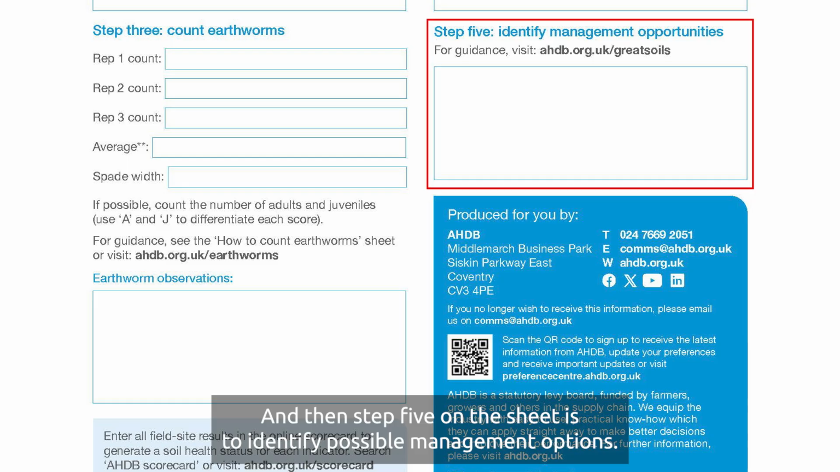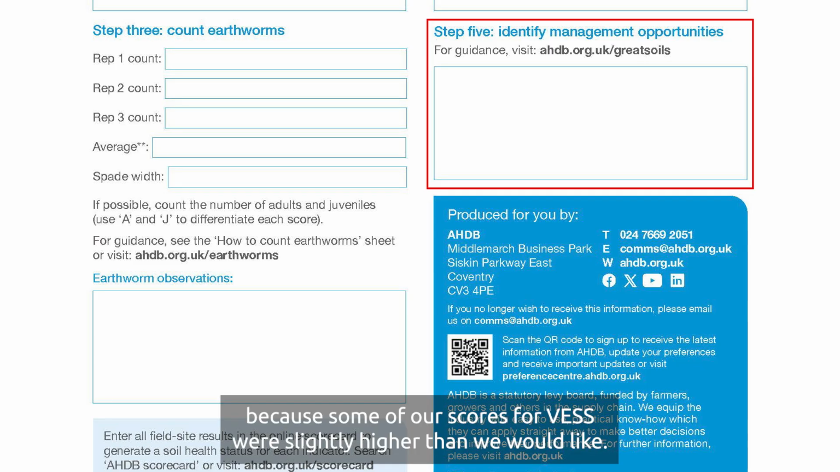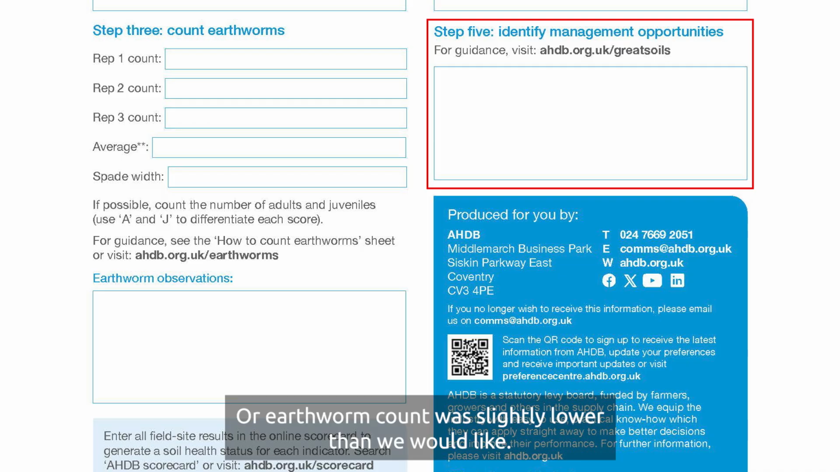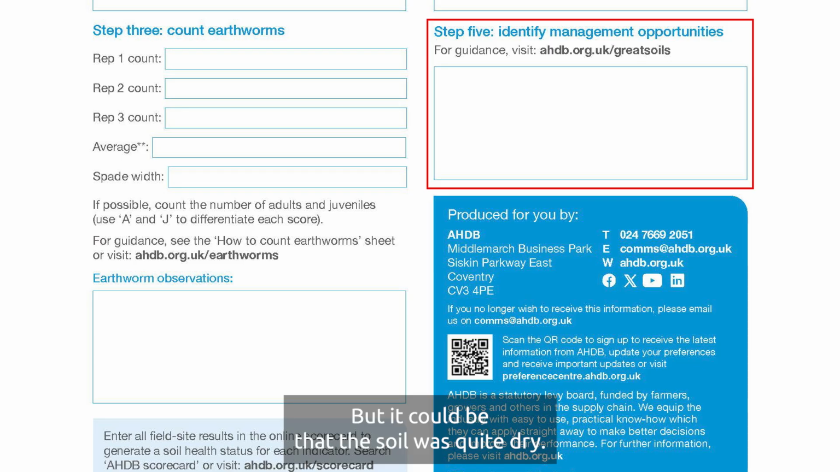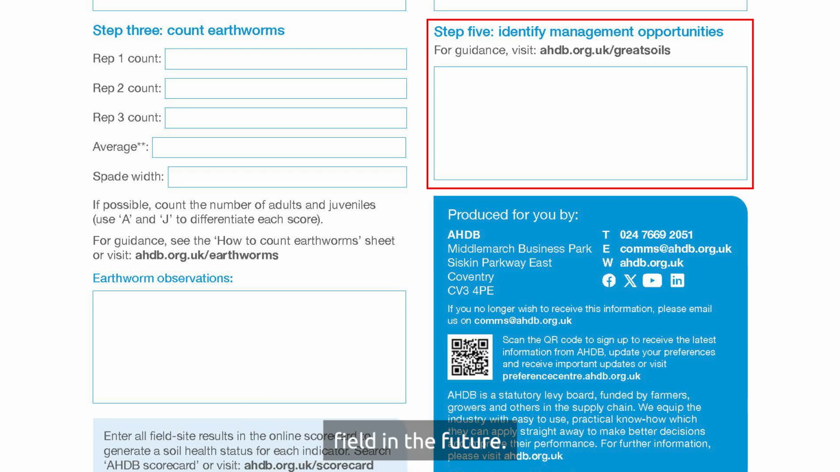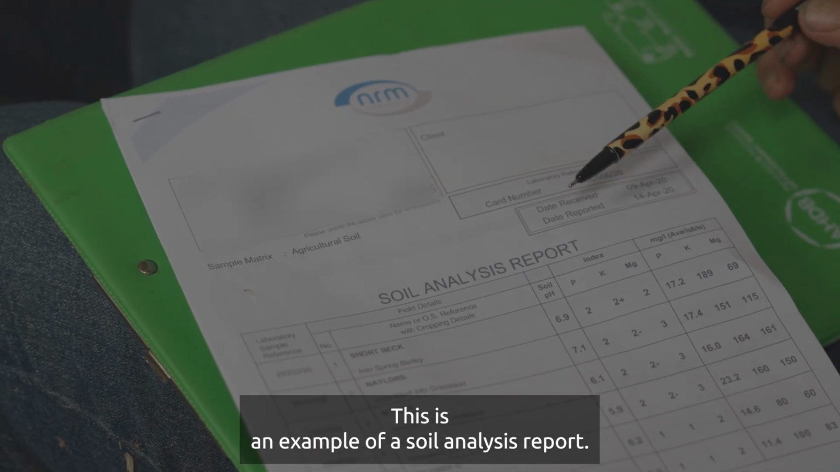Then step 5 on the sheet is to identify possible management options. That could be that we need to re-monitor in 6 months because some of our VES scores were slightly higher than we would like, or the earthworm count was slightly lower than we would like, or the soil was quite dry. So it allows us to identify things we've got to do for that field in the future.